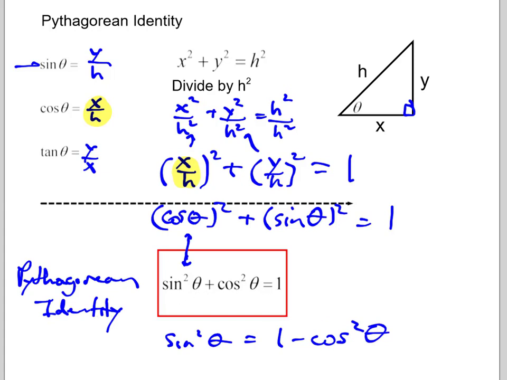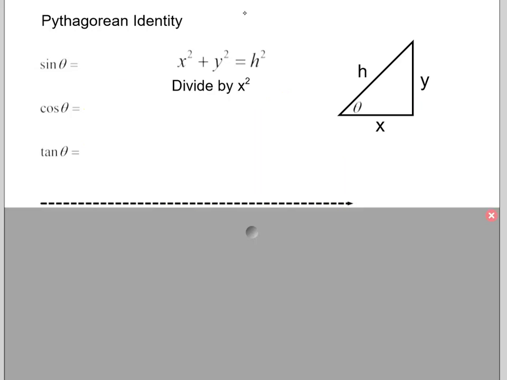And I'm going to show you one more variation on it just so you can see how they're generated. Back here, I divided by h squared. So this one, I'm going to do everything exactly the same, except I'm not going to divide by h squared. I'm going to divide by x squared. So sine theta is still y over h, cos theta is still x over h, tan theta is still y over x. Now I'm going to divide everything by x squared.